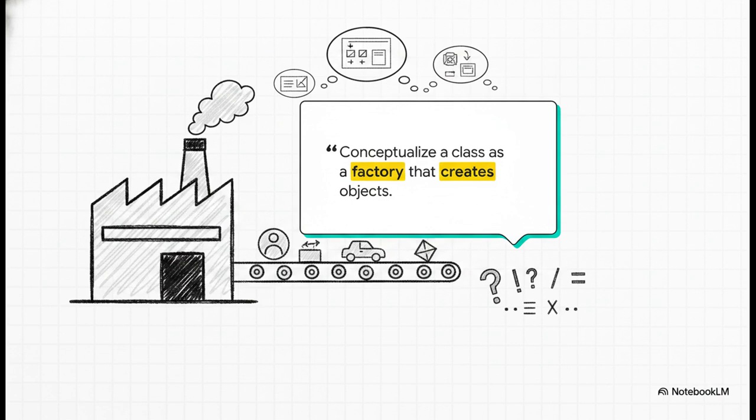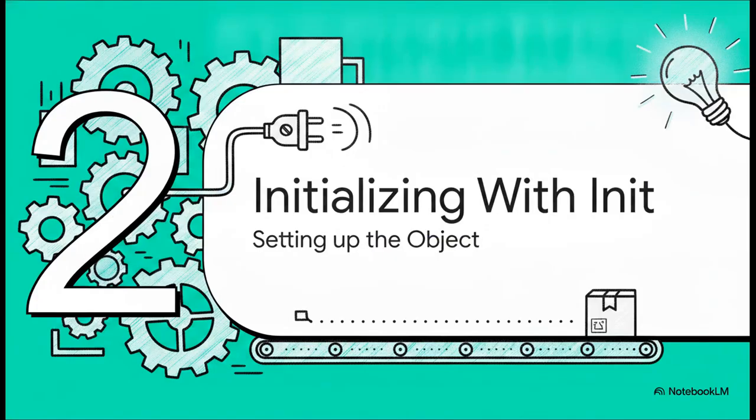So when you write a class called Person, you aren't creating an actual person. You're building the factory that knows how to create as many unique people as you want, assigning them random memory IDs so the computer can actually keep track of them. Moving on to Section 2, initializing with init.